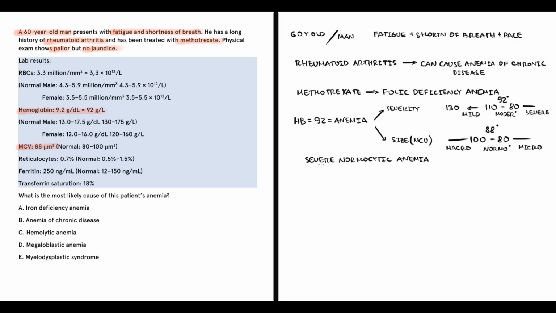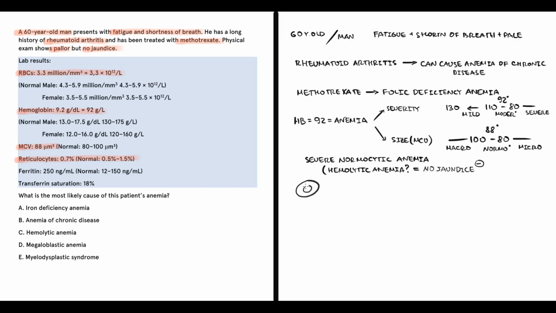Once we see normocytic anemia, usually, the first possibility that comes to mind is hemolytic anemia. His red blood cells are low, so maybe something is destroying them. But hemolytic anemia in this case is highly unlikely. First of all, reticulocytes are not elevated, and the patient does not have jaundice.